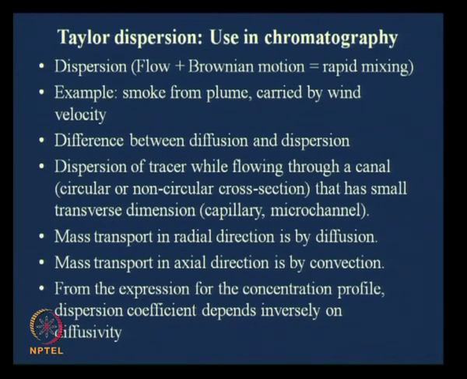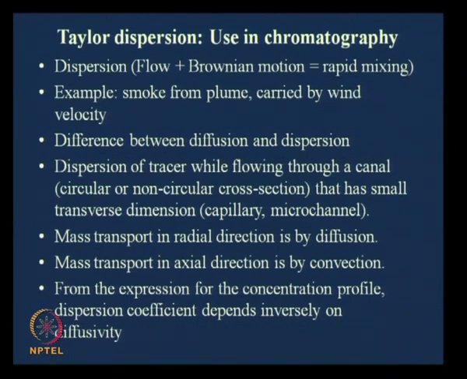A good example would be smoke from a plume carried by wind velocity. So, what do you have in a plume? You have smoke coming out, and then that smoke is being carried by the wind velocity. So, the smoke is diffusing. If there was not any wind velocity, and just the smoke is being released there, the smoke would be diffusing gradually, that you know. But since there is a wind velocity, the smoke is further carried downstream. So, you are having a flow as well as diffusion, and this is a classical problem of dispersion. All right. So, you must appreciate the difference between a diffusion and a dispersion, that is the third point.